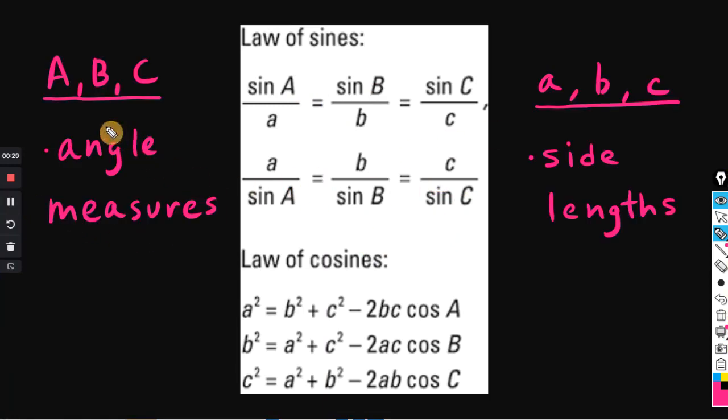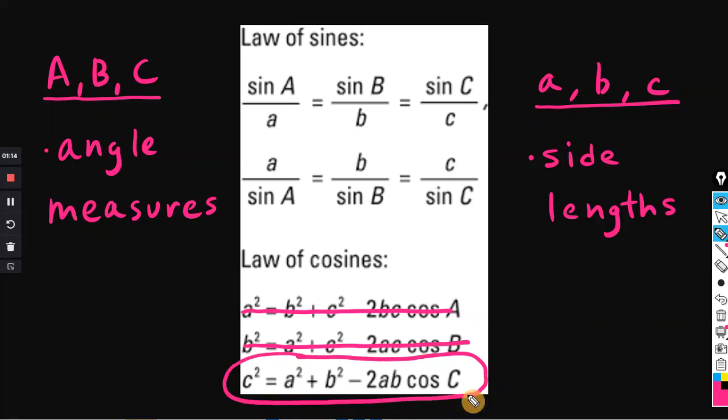You want to remember that capital letters A, B, and C represent the angle measures, and lowercase a, b, and c represent the side lengths. For the law of cosines, it appears like there are 3 separate formulas, but these are basically all the same, and you can always change the lettering on the vertices or the points and adjust them to fit one of these formulas. So you can use any of these 3, but if you're into memorizing formulas, I would only try to memorize this one right here.